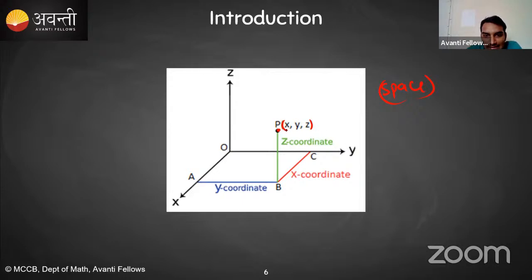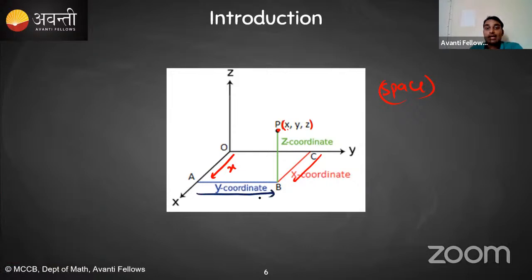So what would be the x coordinate? This is x, right? How far is it from the origin along the x axis? How far my point is from the origin along the x axis will give you the x coordinate. Same thing, what will the y coordinate be? This blue line. The y coordinate would be the blue line.